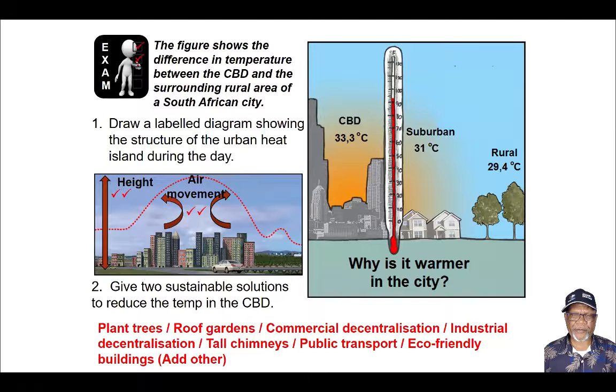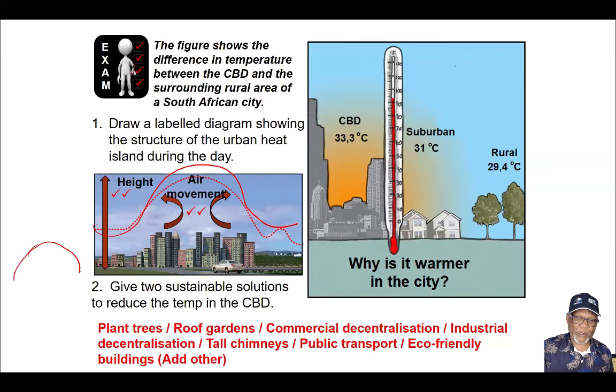Now, the figure shows the difference in temperature between the city and the surrounding rural area of a South African city. And they say draw a labelled diagram showing the structure of the urban heat island. So this is the structure showing the urban heat island during the day. What you must show is that the urban heat island must look like this, but during the night it must be a little domey and come closer to the surface.